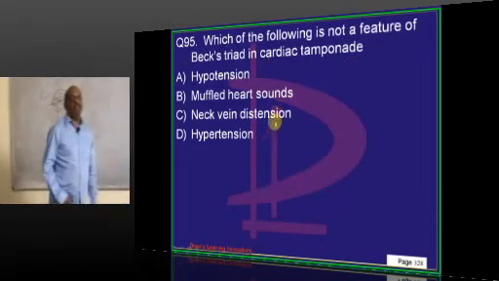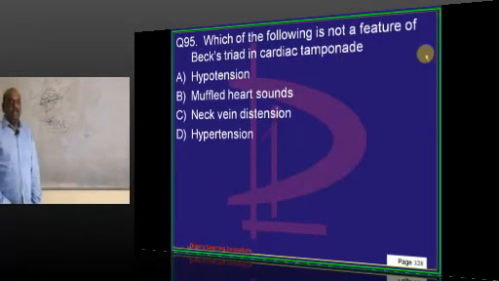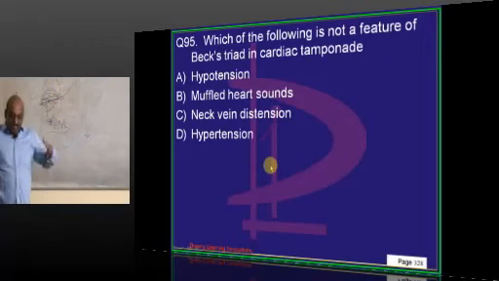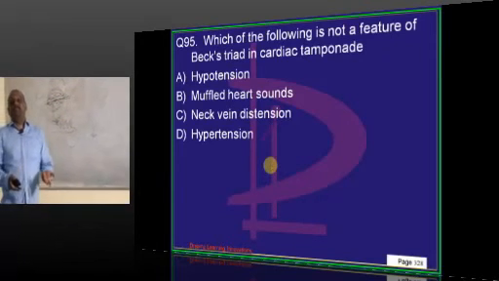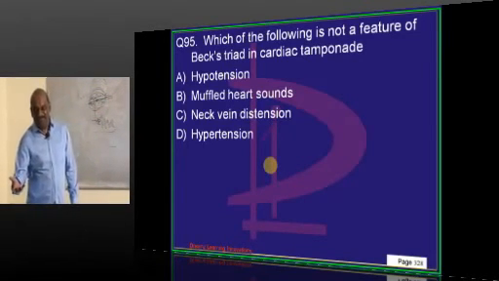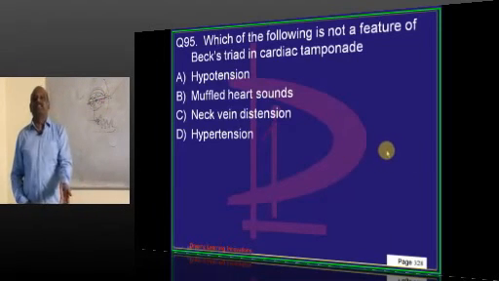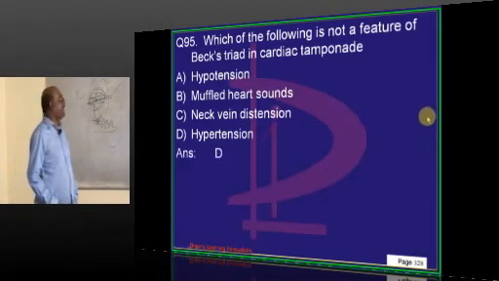Then which is not a feature of Beck's triad? ये तो biscuit question है. Cardiac tamponade में heart is constricted, it can't fill with blood at all. If it is not filled, where will it pump? If it can't pump, how will you have hypertension? You will have hypotension, which is the feature of cardiac tamponade.